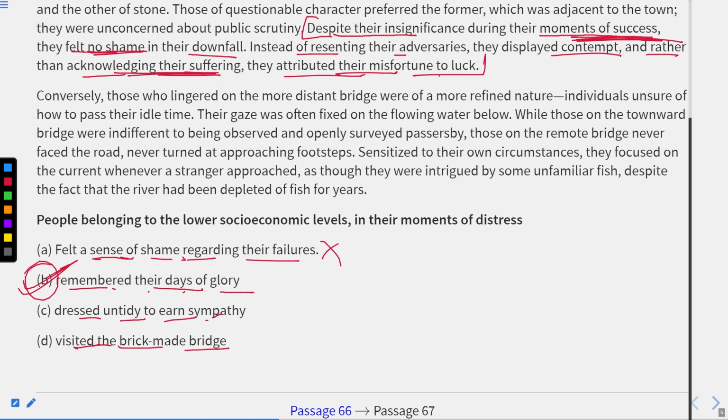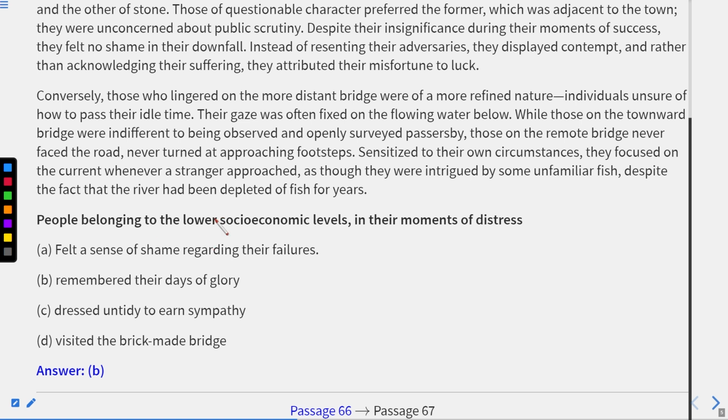Therefore, they do not earn sympathy. Visited the brick-made bridge? No. What they actually do is remember their days of glory. It means these types of people do not feel afraid or ashamed in their downfall. They remember their golden days and the days of glory when they were successful, or their moments of success, and they do not worry about their condition. Okay, so here the correct answer will be B, according to these lines of the first paragraph.